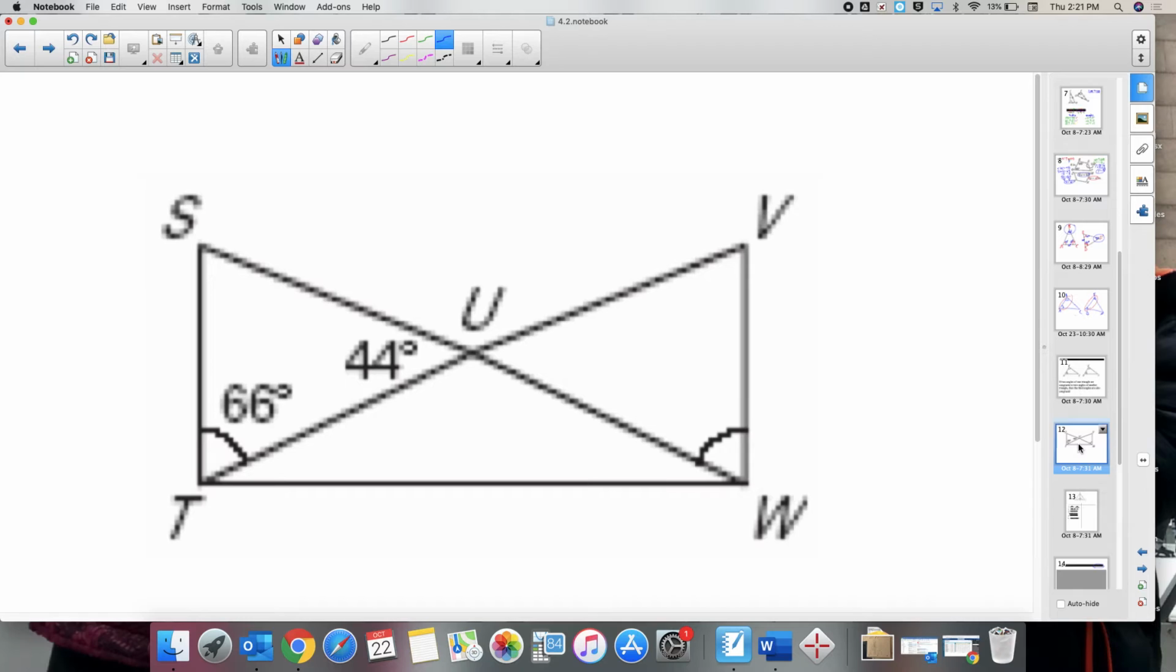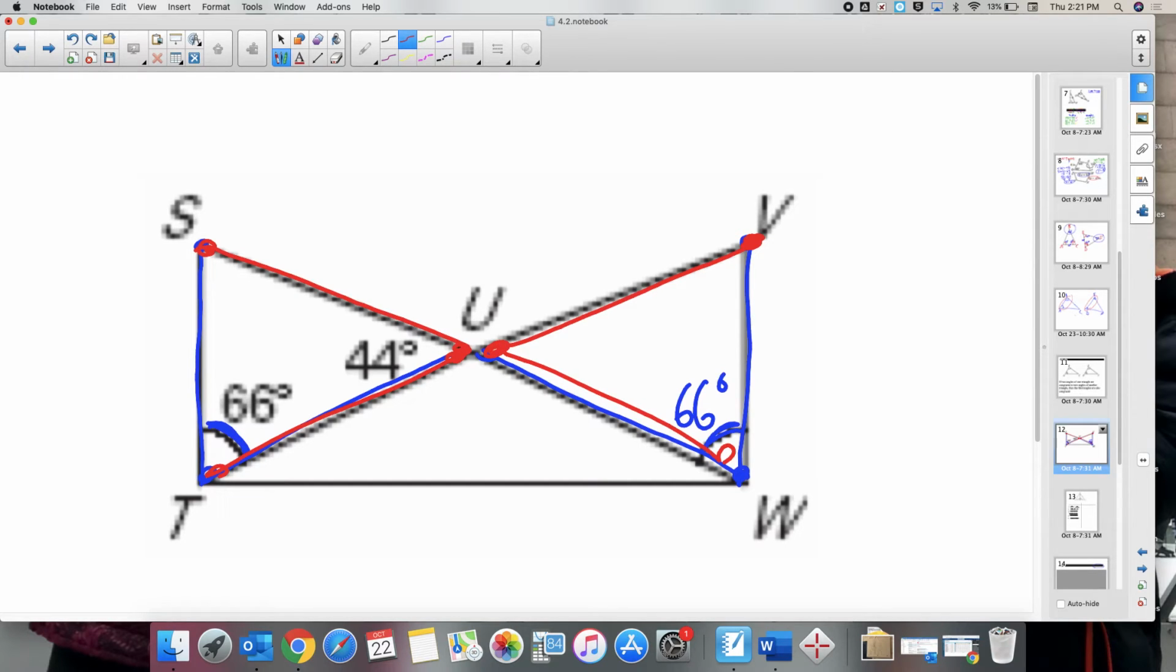Take a look at example 4 then. In our picture, they want us to find the measure of angle V. So first off, looking at my angles that are here, I have angle STU is 66 degrees. It is congruent to angle VWU because it has one marking. So that angle would be 66 degrees. Looking at your vertical angles, angle SUT will be equal to angle VUW. So that angle is 44 degrees.